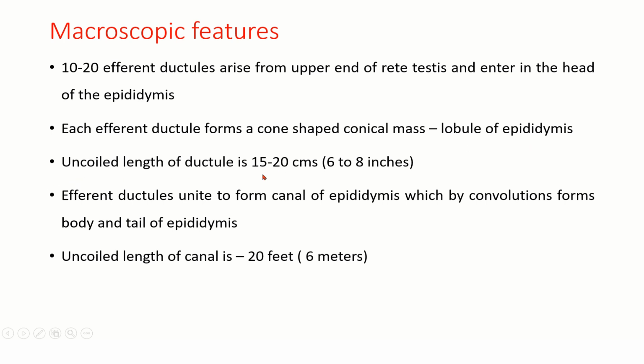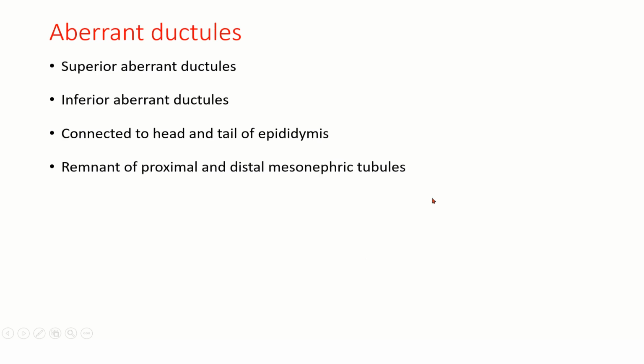Uncoiled length of the ductule is 15 to 20 centimeters. It's around 6 to 8 inches. Efferent ductules unite to form the canal of epididymis, which by convolutions forms the body and tail of the epididymis. Uncoiled length of the canal is around 20 feet, around 6 meters.